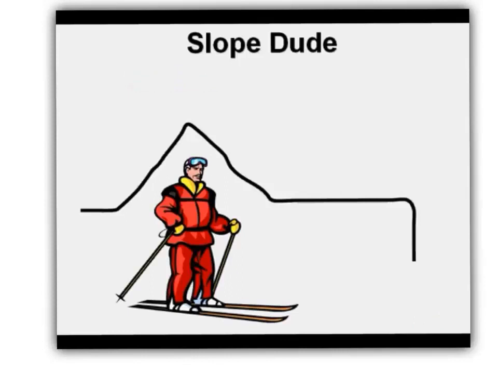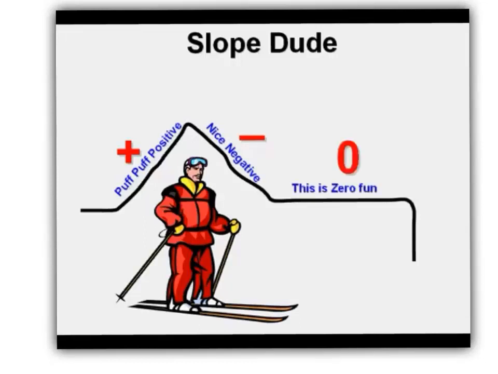Remember always what he said during his ski trip. Up the hill or up the slope, he said puff, puff, positive. On his downhill run, he said nice, negative. On the long flat part of the course, he said, "This is zero fun." And finally, when he went over the vertical cliff and straight down, he yelled the worst curse word of math and algebra: "Undefined!"